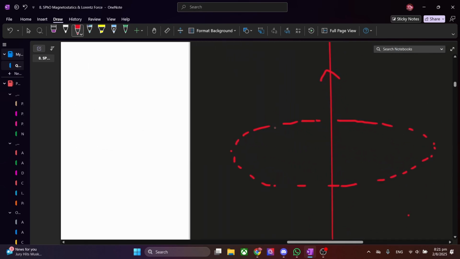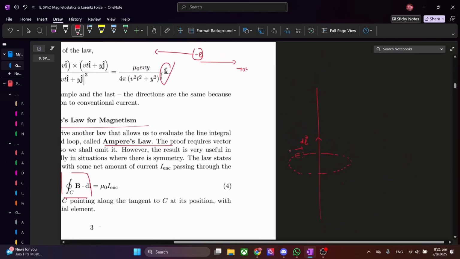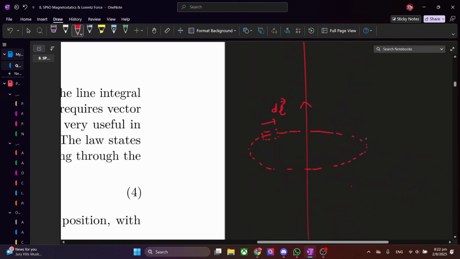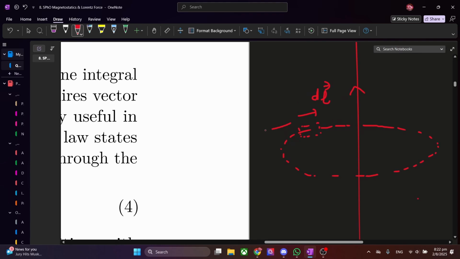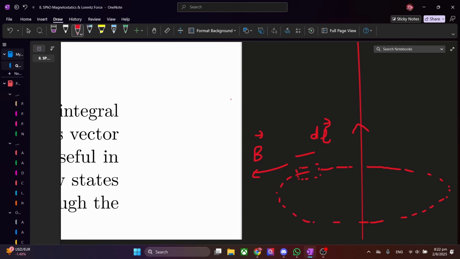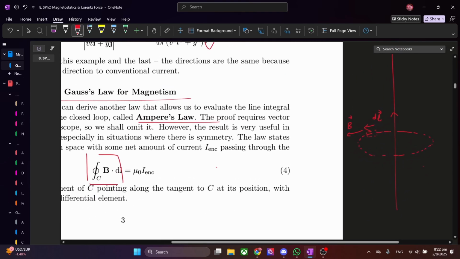To illustrate, if you're considering this segment right here, your dl is going to be this. So that's a dl, and for your wire, your B is going to look something like that. It's going to point in this direction. You could also define dl to be in the opposite direction. It really depends on what direction you define them. But ideally you want to define them in the same direction, or you wouldn't really care because you know about the symmetry of the situation, you only need a magnitude. But regardless, this is the integral.